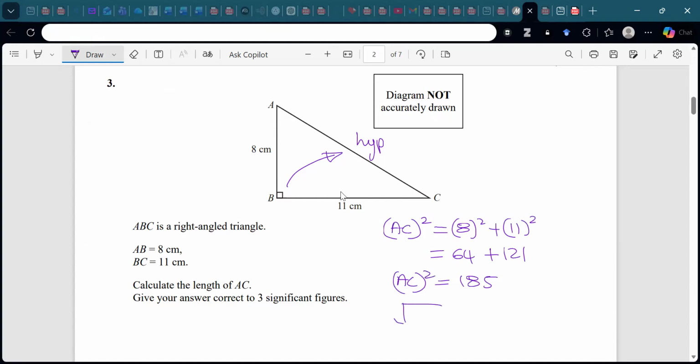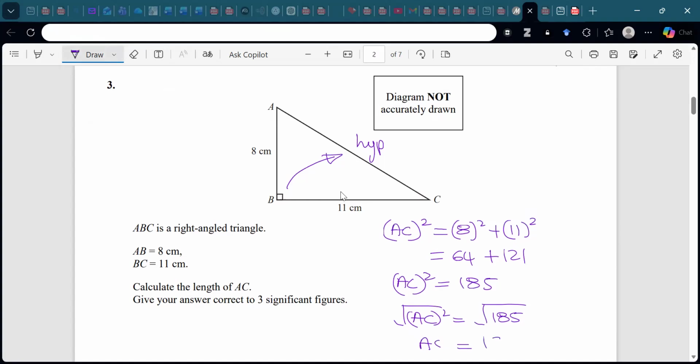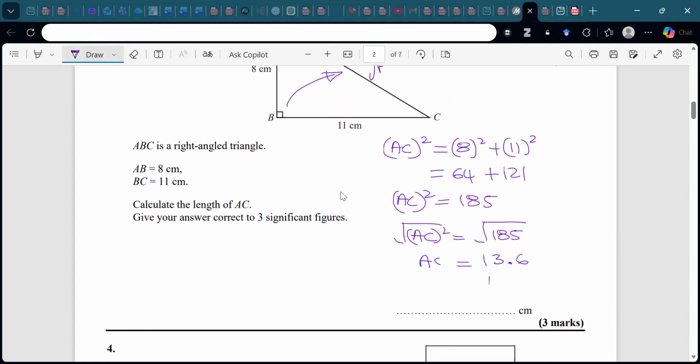So now to find AC, we're going to have AC squared equal to 185. So the square root of 185 is going to be equal to AC, sorry, AC is going to be equal to 13.6. And that is to 3 significant figures. Remember 1, 2, 3. So that's 3 significant figures. All right.